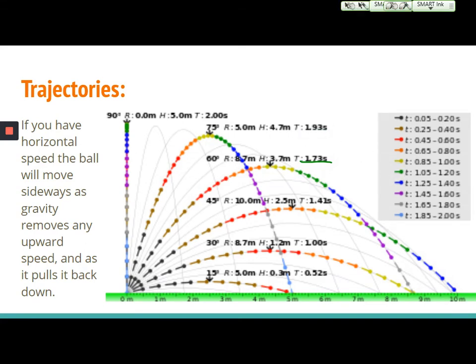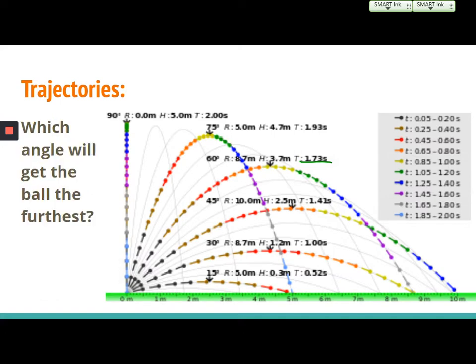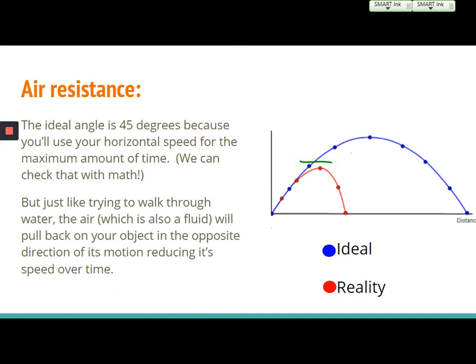And so, the question you need to look at yourself is, if I were throwing something sideways and I wanted to go as far as possible, which of these would I want to do? Which angle will get the ball going the furthest? Well, the answer is 45 degrees. Because your horizontal speed can be used for the maximum amount of time, and you're going to get enough time to go pretty far.